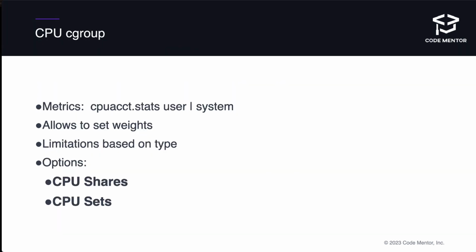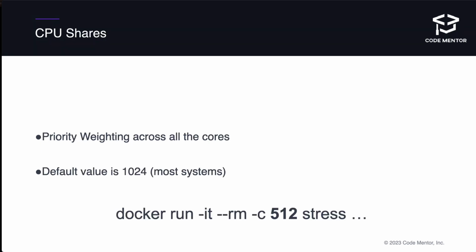We just went through memory. Looking at CPU is a little bit more challenging because there are actually 2 options, one CPU shares and one CPU sets. When we look at CPU shares, it's almost like within threads, you have a nice value or some kind of prioritization value. So there is a priority weighting that's associated, and the default for most operating systems is a K, so 1024. And so here you can see that I'm running Docker for this particular image, and I'm setting the core to 512, which is half a core, basically.